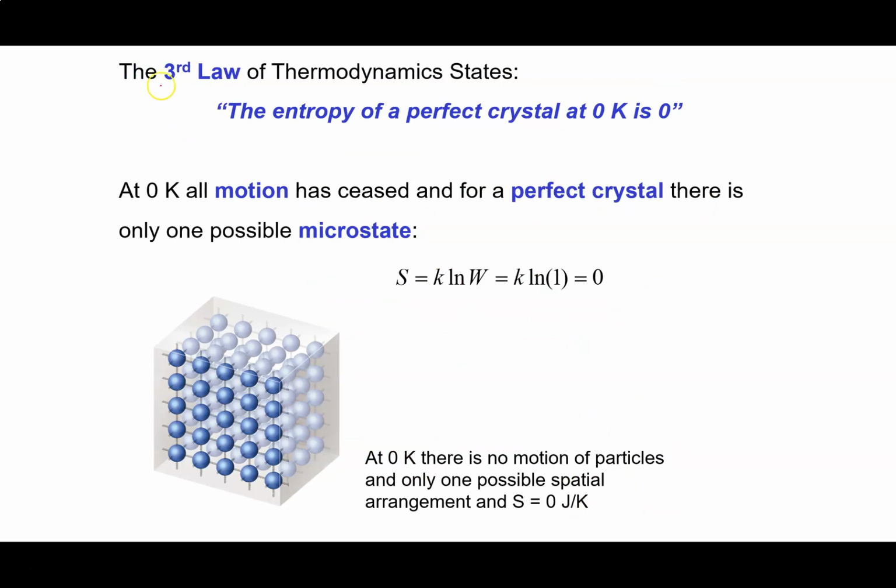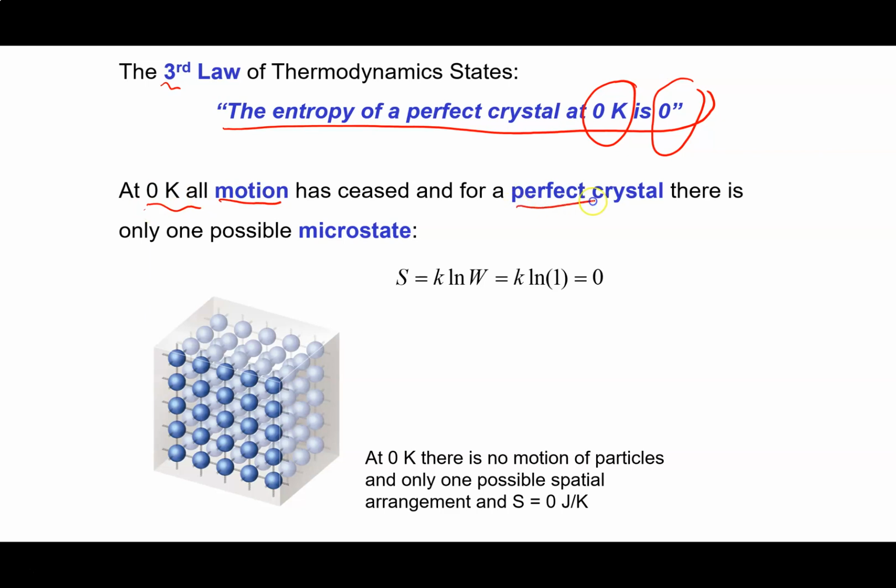Okay, we promised that we were going to talk about the third law of thermodynamics, and the third law of thermodynamics states that the entropy of a perfect crystal at 0 degrees Kelvin, that is when the system has no kinetic energy, is 0. So at 0 Kelvin, our system has no kinetic energy and all motion has ceased.